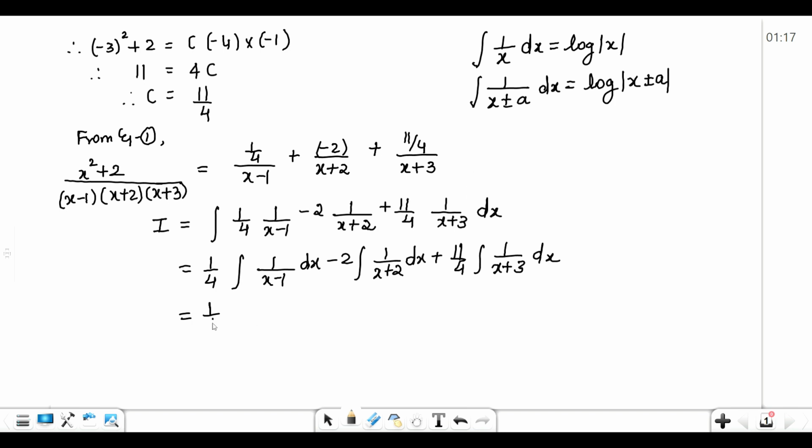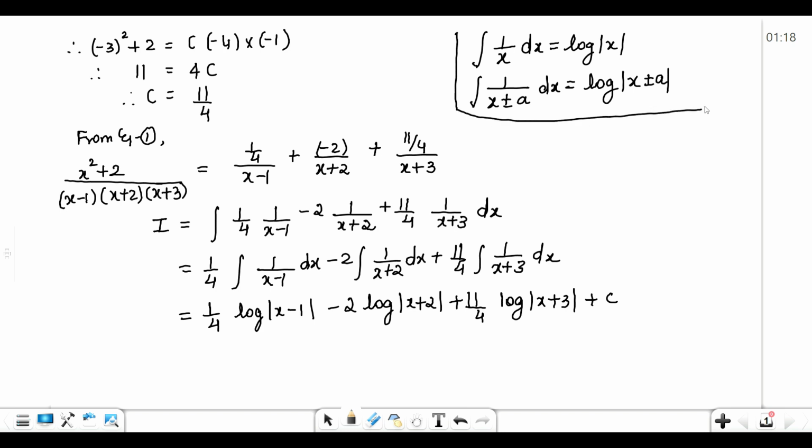Similarly here also, this will be log of mod (x minus 1) minus 2 log of mod (x plus 2) and 11 upon 4 log mod (x plus 3) plus c. Okay, this is a formula part, I'll keep it separate. So here the value of I we got is 1 by 4 log (x minus 1) minus 2 log (x plus 2) plus 11 by 4 log (x plus 3) plus constant. Okay, so this was it.